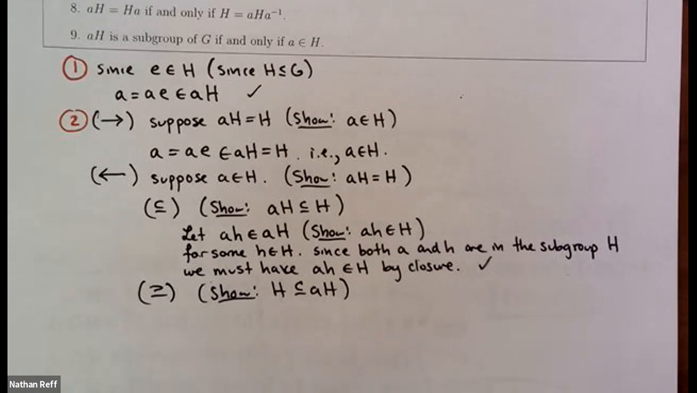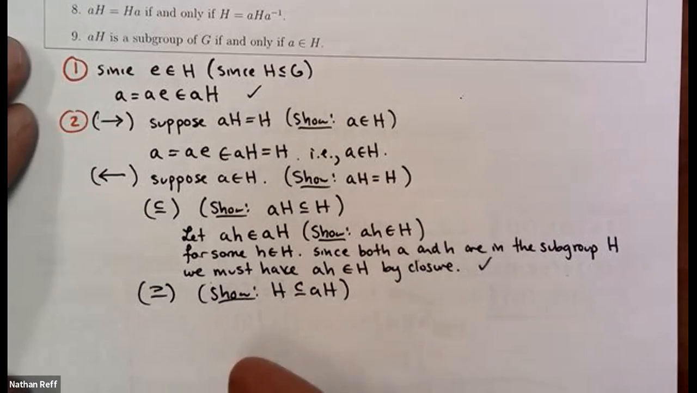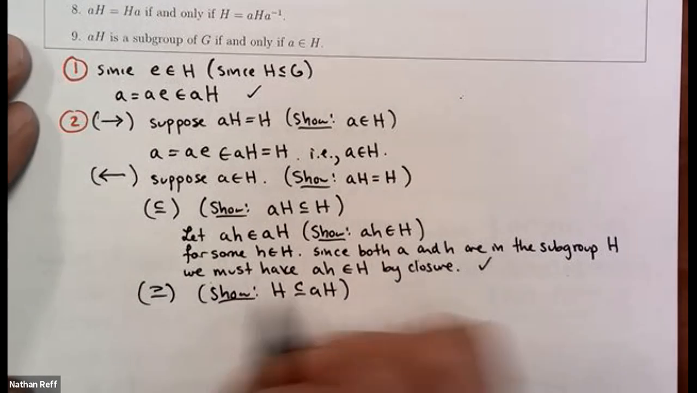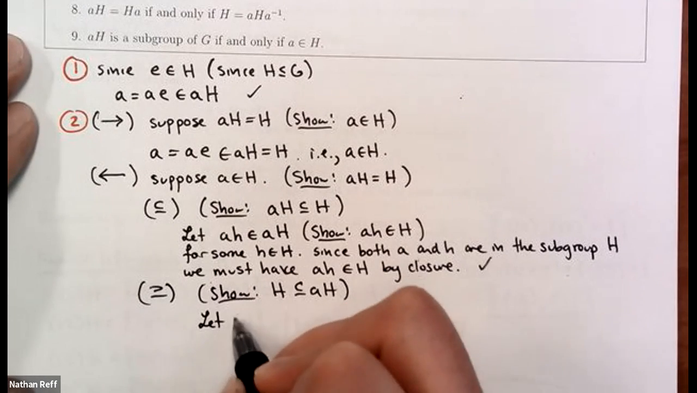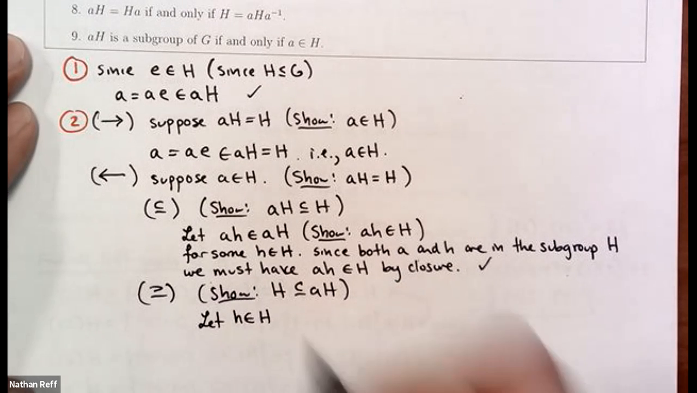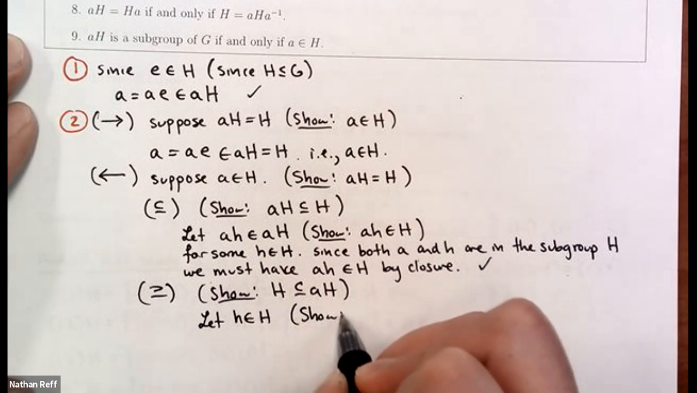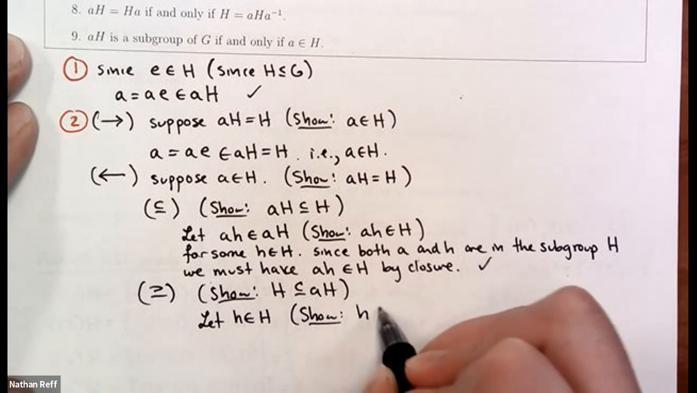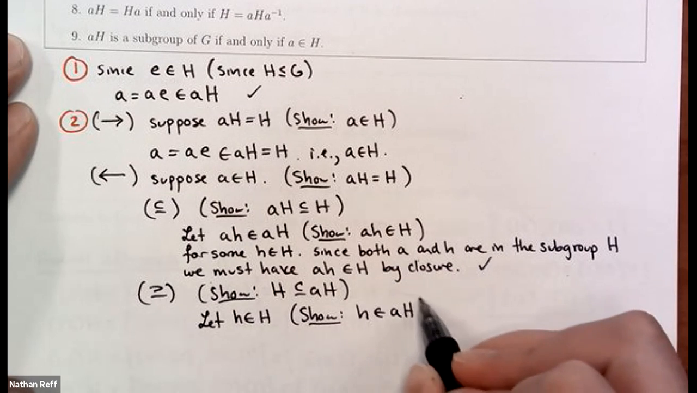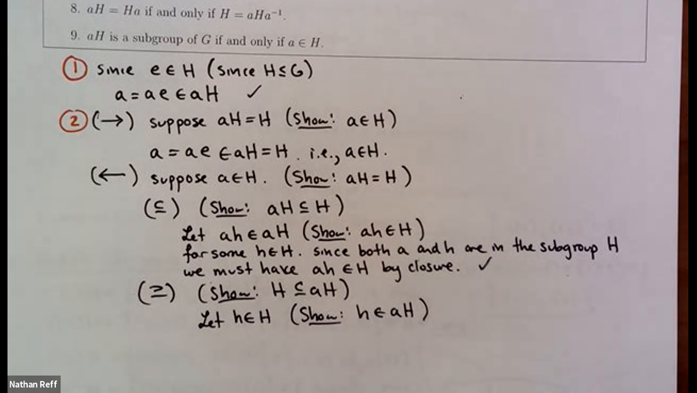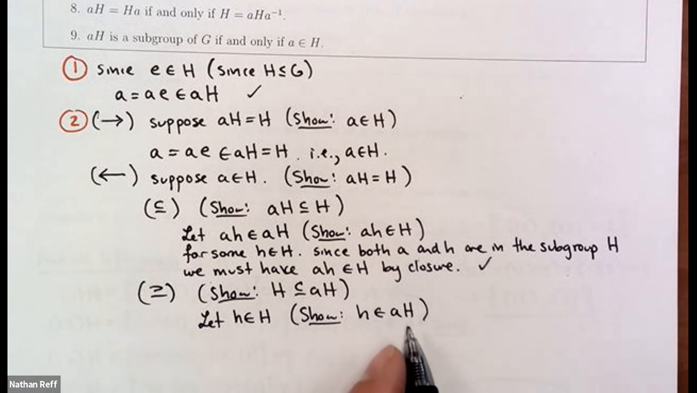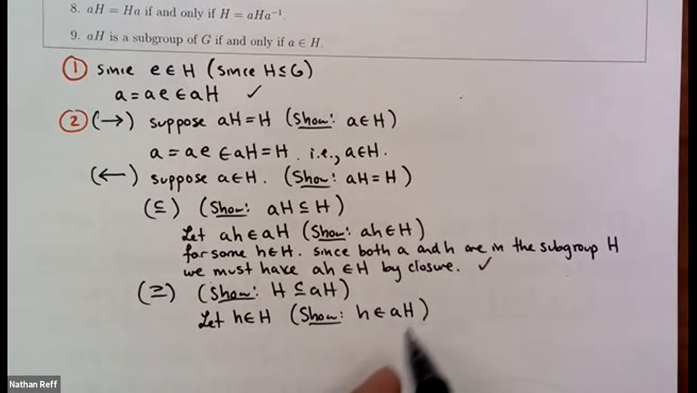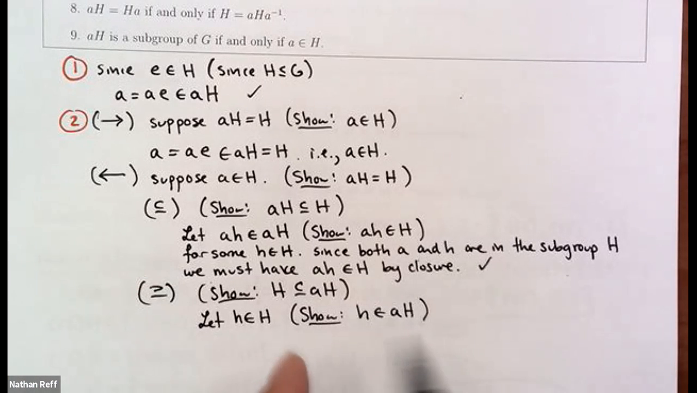Now this seems a little bit more complicated. How would you do that? You would say let little h be in H, and now you want to show little h is an element of AH. It seems to me a little bit more complicated to show something is in the coset rather than in a subgroup like the previous thing, because this has a more complicated definition. So if you're stuck where to even start, you might want to translate one of these things.